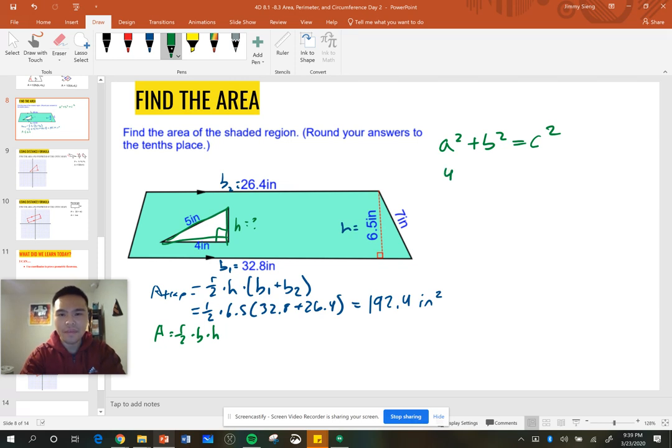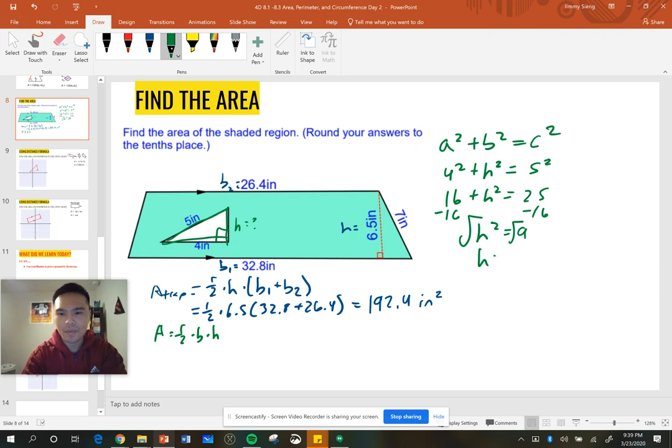Okay, we put this in, we get 4 squared plus, let's call this h squared for height, that's equal to 25 squared, okay? Or no, that's equal to 5 squared. I'm jumping ahead in my head. So we get 16 plus h squared equals 25. Subtract. h squared equals 9. Square root that bad boy. Your height is going to be 3, okay?